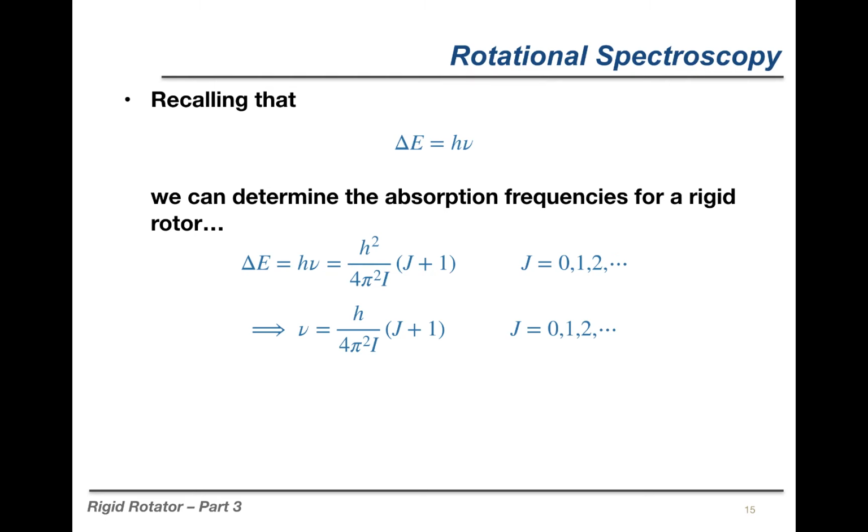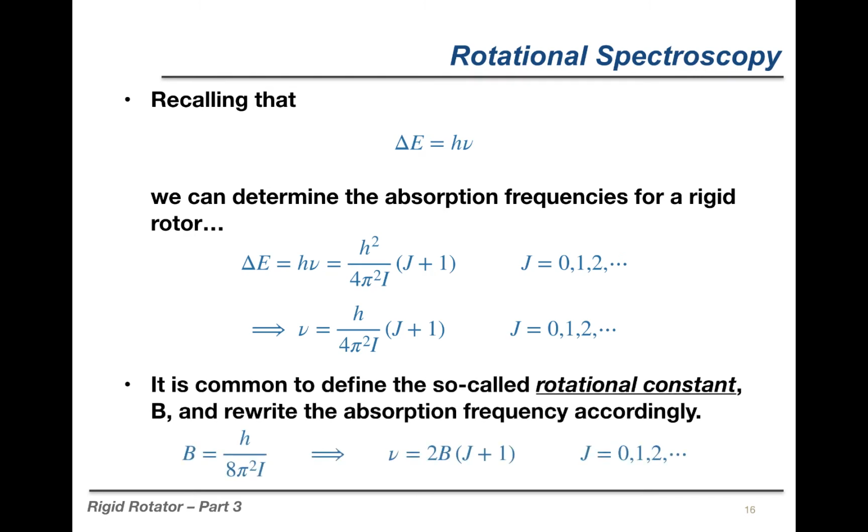And I'll note that in front of the J plus 1 term is a constant, h over 4 pi squared I. Spectroscopists, for reasons we'll see in a minute, like to rewrite things so that that constant is rolled into this new term called the rotational constant, which is usually denoted by the capital letter B. And nu can be rewritten as 2 times B times J plus 1.